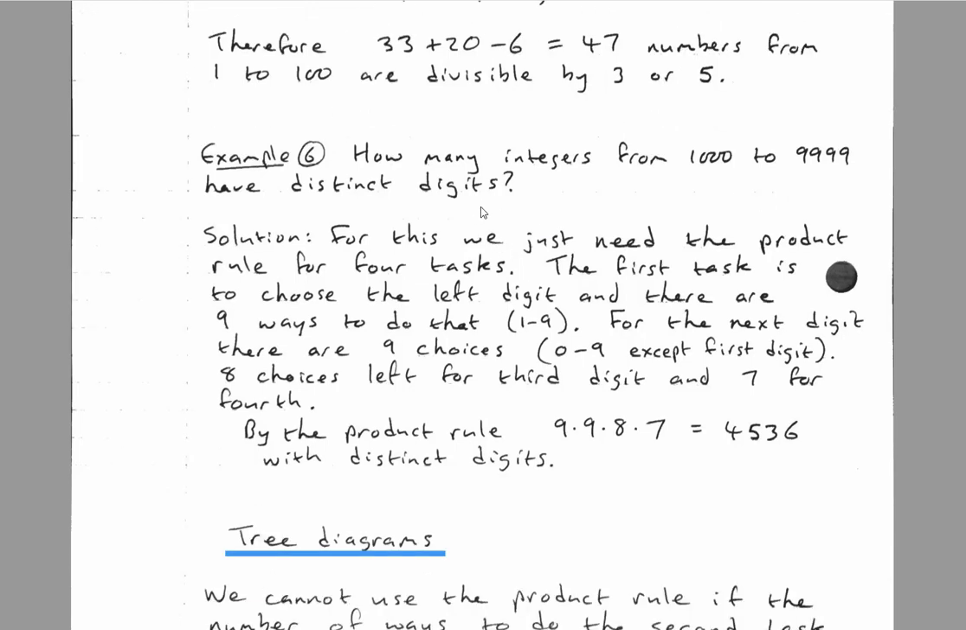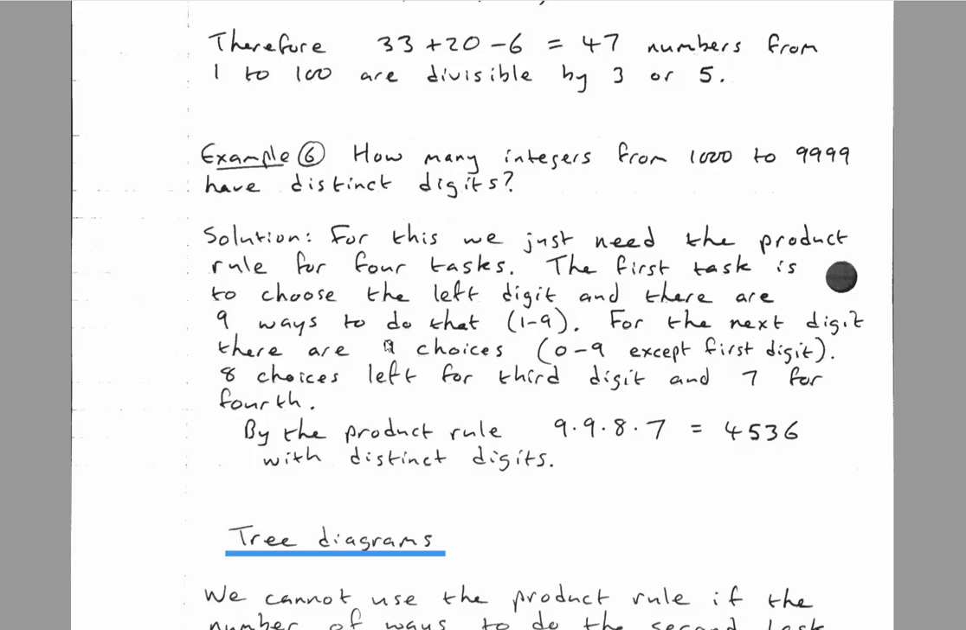For this we don't need the inclusion-exclusion principle. We just need the product rule. We can think of our first task as deciding what the first digit should be, the digit on the left. It can't be 0, so it has to be 1 through 9. There are nine options, so 9 ways to do the first task.